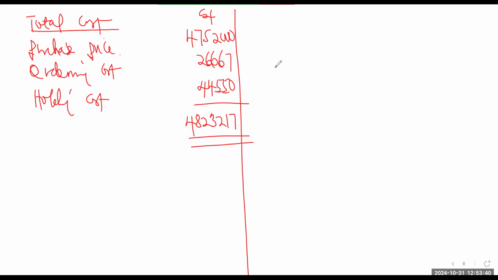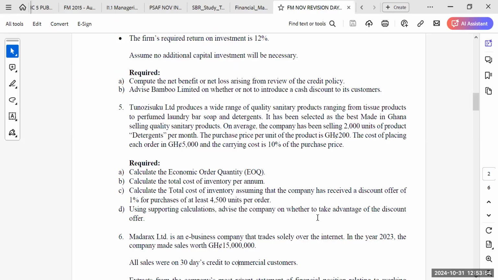They also have a way of doing that particular one, but that is not the focus. If you can determine this cost, you determine the cost for each of the two issues and advise the one that they should take in that regard. So using supporting calculations, advise the company on whether to take advantage of the discount offer. What are you going to be telling them? Should they take the discount?